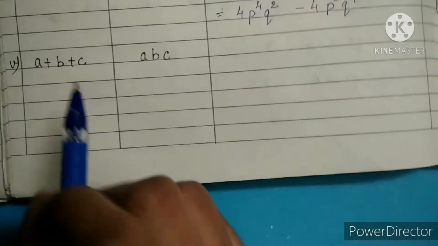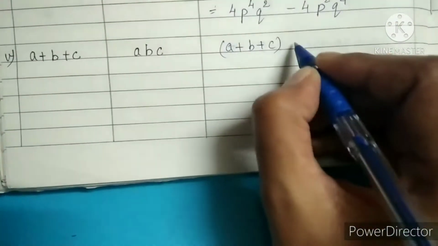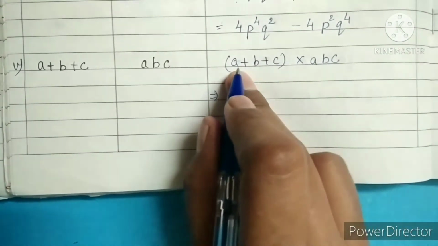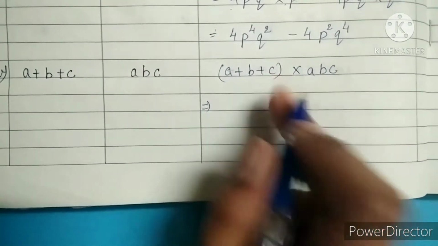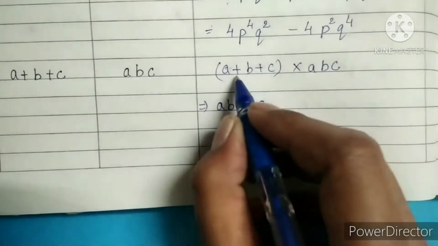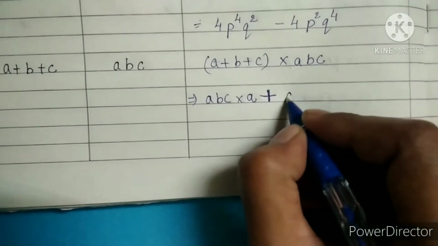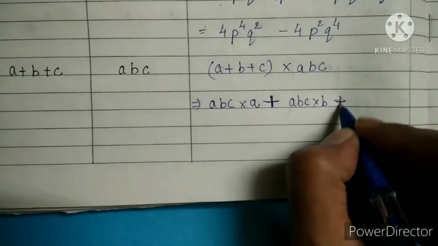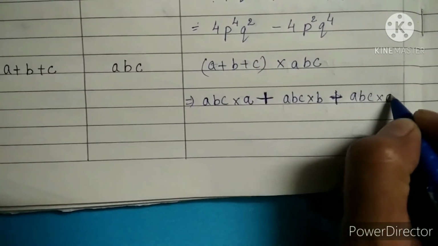Fifth of question number 2: a plus b plus c multiplied by abc. So abc will firstly multiply by a, second time by b, lastly by c. So abc multiplied by a, plus of bracket. Now abc will multiply by b, plus of bracket. Now at the end abc will multiply by c.